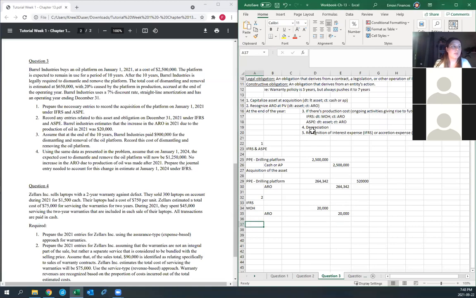After that, you're going to do the depreciation for the asset. So it's your regular depreciation transaction. You do depreciation expense, accumulated depreciation, drilling platform. And you're going to look at the beginning of the project. What did you put in your asset? You put your $2.5 million, but you also put the present value of your ARO.